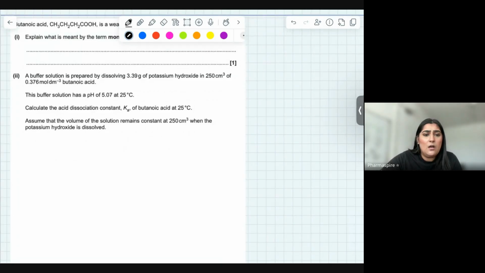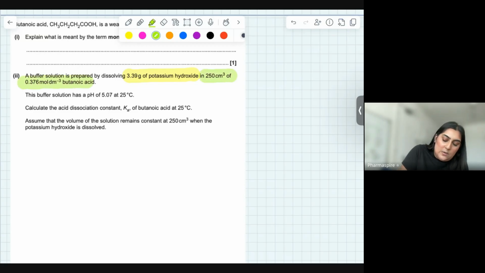So we've got a buffer solution prepared by dissolving 3.39 grams of potassium hydroxide. Off the bat already there, that's my little indicator to say, you know what, I can get moles from that. Then I've got 250 centimeters cubed of 0.376 of butanoic acid. So that's also my little gateway. Get those marks out. They're easy marks. At least you can get one.